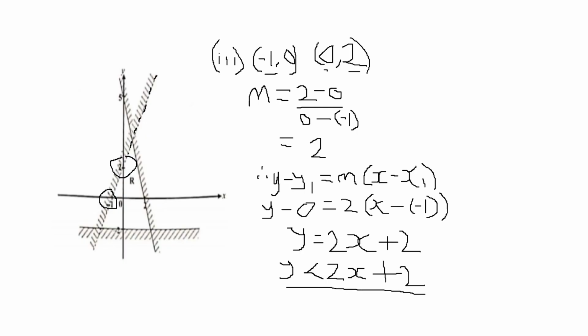So we have found the first inequality, y is greater than or equal to negative 2. Then the second one was y is less than or equal to negative 5 over 2 x plus 5. And here is the third and final inequality, which is y is less than 2x plus 2. So this is how you calculate the inequalities in paper 1 linear programming.